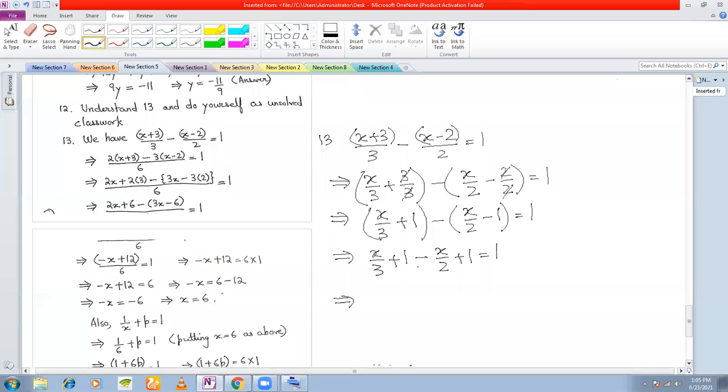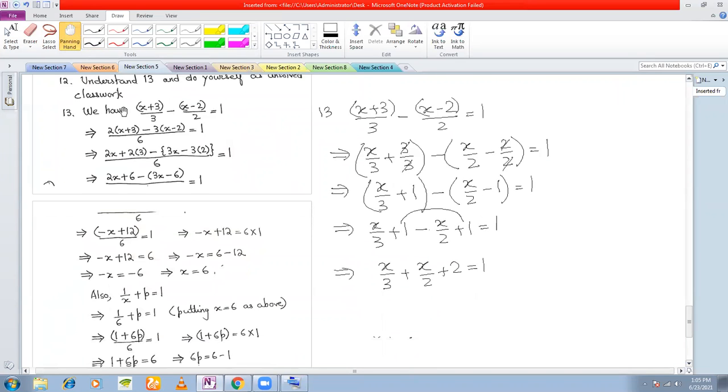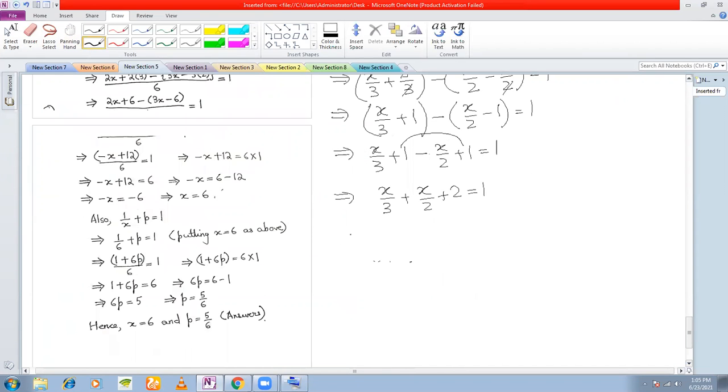Now what you do? You simplify. You take x's together, x/3 plus x/2, and this one will combine to give you a plus 2 is equal to 1. That means now you take this 2 on this side. So you get x/3 plus x/2 is equal to 1 minus 2. That means now you take the LCM here. LCM of 3 and 2 is 6. 6 divided by 3 is 2. 2 into x is 2x plus.